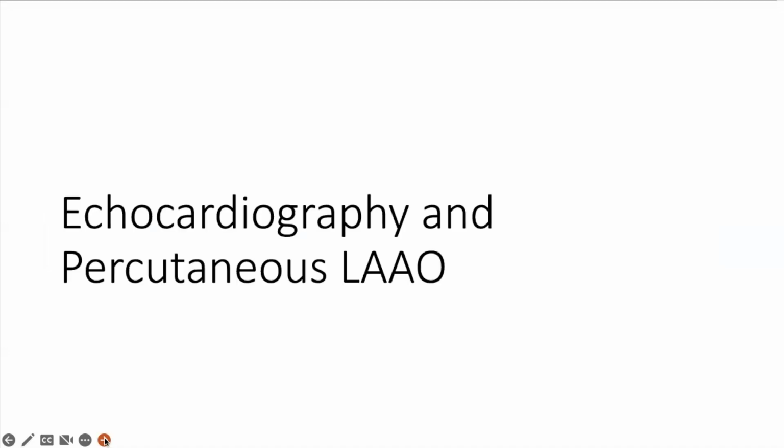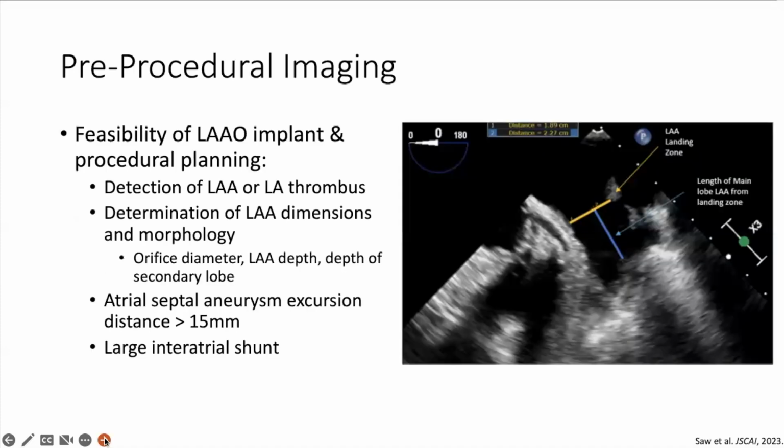So now chatting about the role of echocardiography in percutaneous left atrial appendage closure. It has a very important role in this procedure in the pre-procedure phase, in guiding the procedure itself, and in post-procedural monitoring. So in terms of pre-procedural imaging, the echo is used to decide whether it's feasible at all to implant this device, and also to help plan the procedure itself.